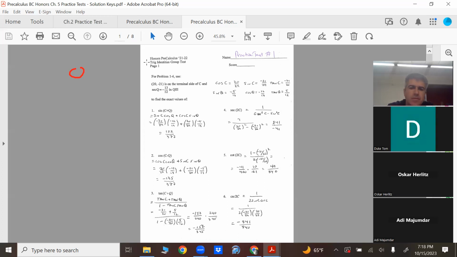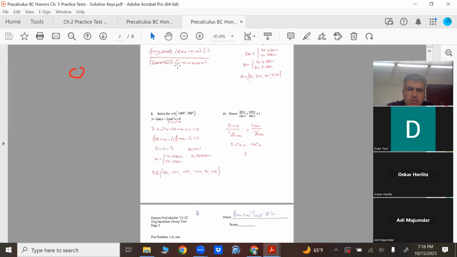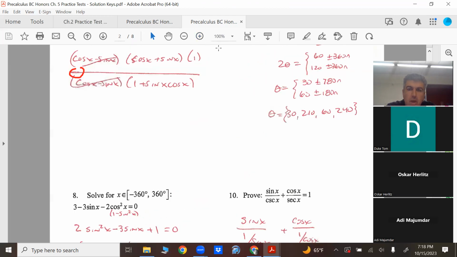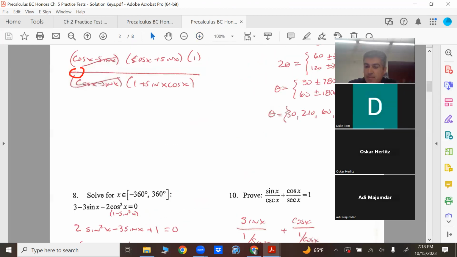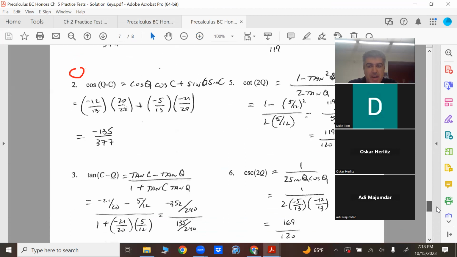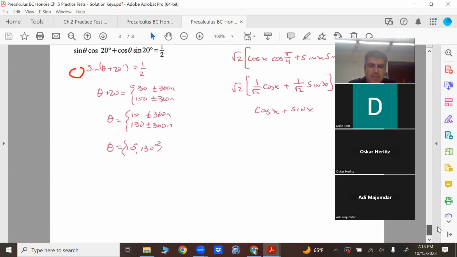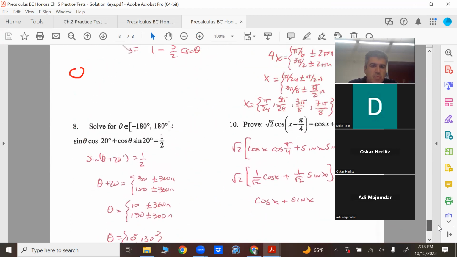Mr. Reed, I just want to let you know, I plugged the equations into Desmos and they weren't the same. Oh, the identity. Yeah, they were supposed to be the same, so they probably messed up. Yeah, the power reducing was the way to go.